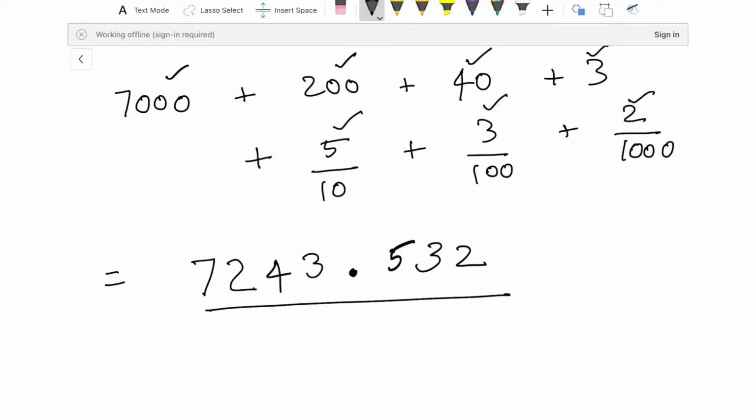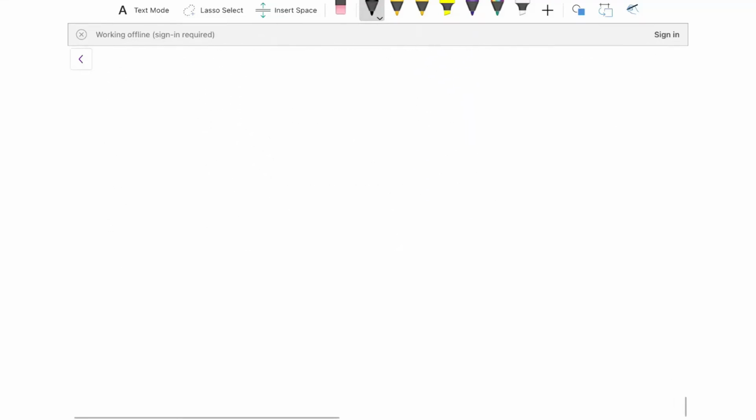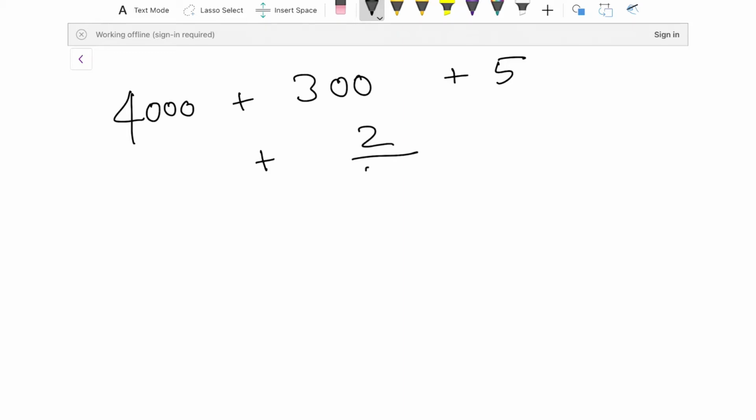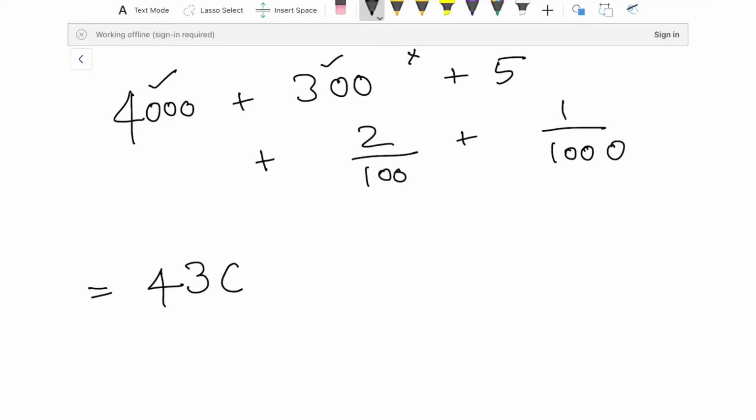Let's take another example. 4,000 plus 300 plus 5 plus 2 by 100 plus 1 by 1000. How do you write a decimal from this expanded form? Let's do this. We have 4 in the thousands place, then we have 3 in the hundreds place. After 100 you should have 10. Oh, we don't have anything in the tens place, so we put it as 0.